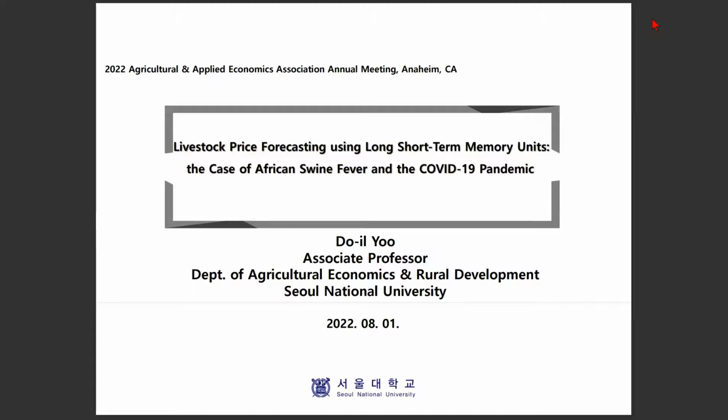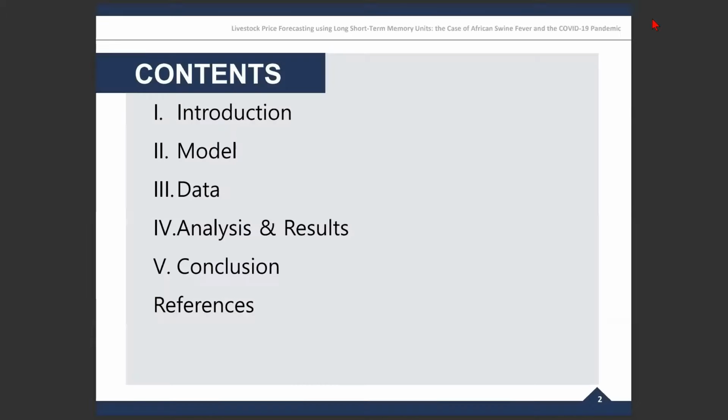Anyway, today I'm going to present one of my research papers, titled Livestock Price Forecasting Using Long Short-Term Memory Units, called LSTM: The Case of ASF and the COVID-19 Pandemic.